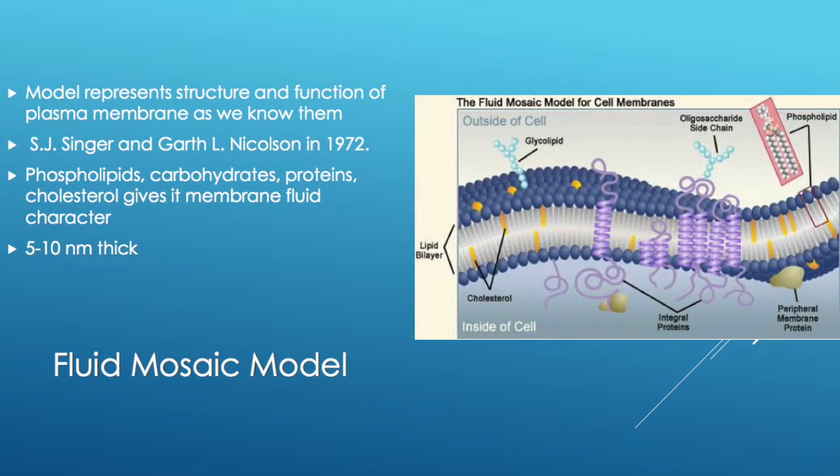The fluid mosaic model is a model that describes the structure of the cell membranes. In this model, a flexible layer made of lipid molecules is intersected with large protein molecules that act as channels through which other molecules can enter and leave the cell.